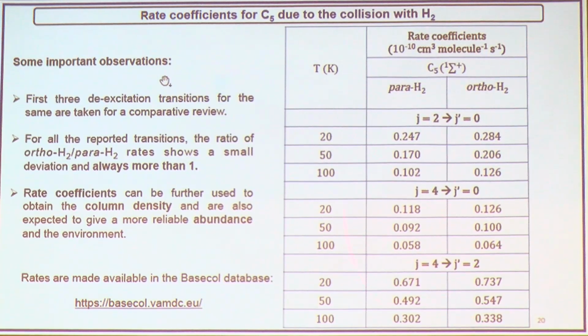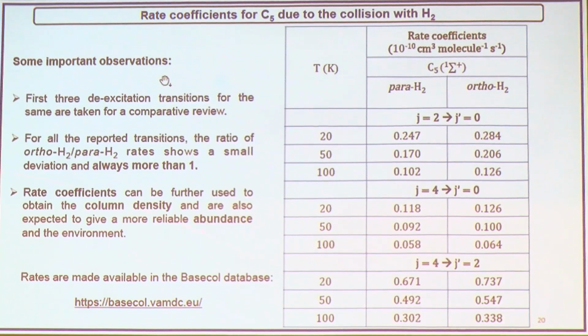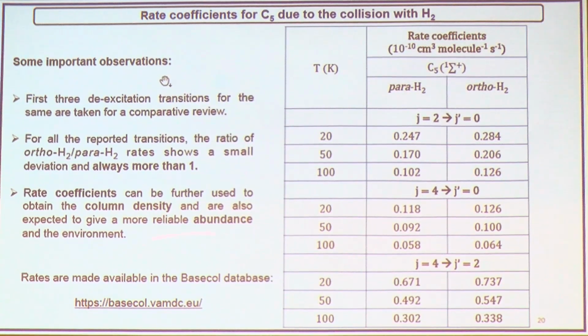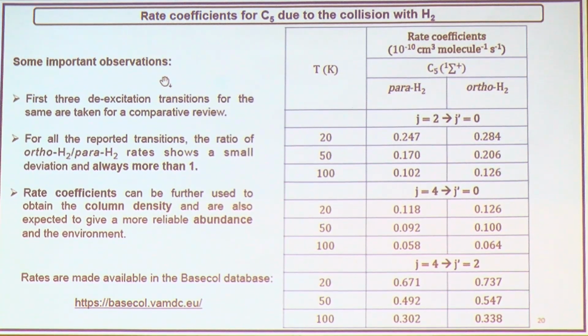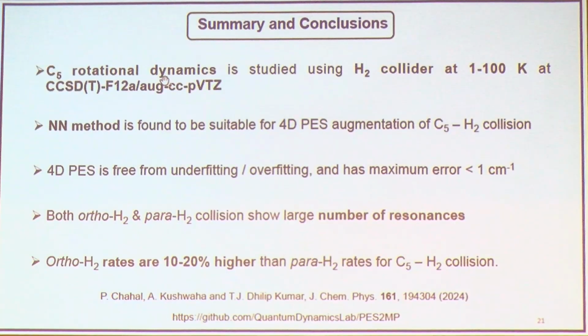So with this data, one can go ahead and compute the column densities and abundance in the non-LTE region. And we made these rate coefficient values, as a function of temperature, available in the BASECOL database for further use by other astronomers. So this is about the C5 system.